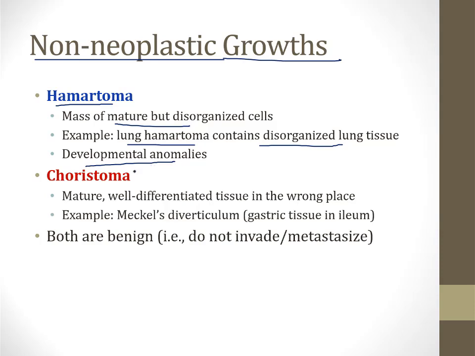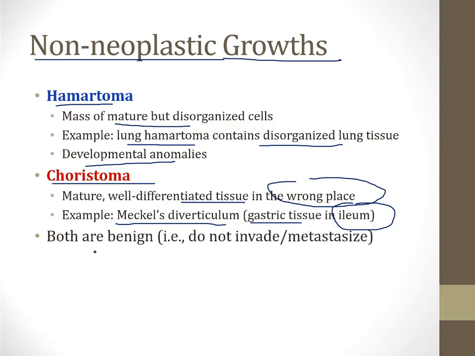Second example of a non-neoplastic growth is a choristoma. This is a mature, well-differentiated tissue, but it's in the wrong place. So there's nothing neoplastic about the tissue. It's not going to grow and spread, but it's in the wrong place. And the classic example of this is a Meckel's diverticulum, which I talk about in the GI embryology videos. Meckel's diverticulum is gastric tissue, but it's found in the ileum, which is part of the small bowel. Once again, nothing neoplastic, just mature tissue in the wrong place. And both of these are benign, meaning they do not invade or metastasize.